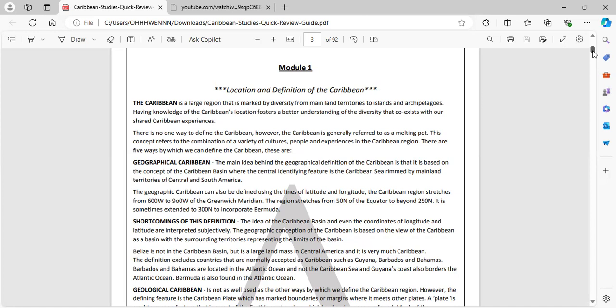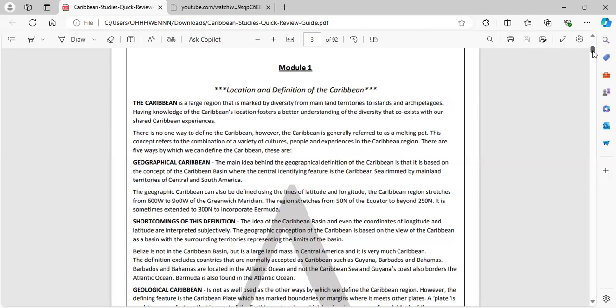So the first thing you need to know is what the Caribbean is. As defined in the concise revision book, the Caribbean is a large region marked by diversity, from mainland territories to islands and archipelagos. Having knowledge of the Caribbean's location, which I do like in this definition, fosters a better understanding of the diversity that coexists with our shared Caribbean experiences. As you can see, there's no real definition for the Caribbean. It's just how you would define the Caribbean yourself.